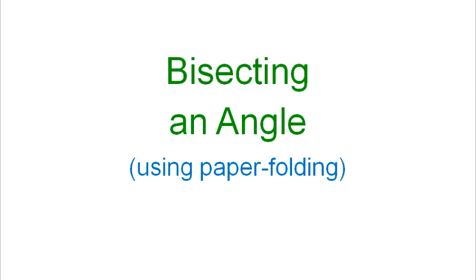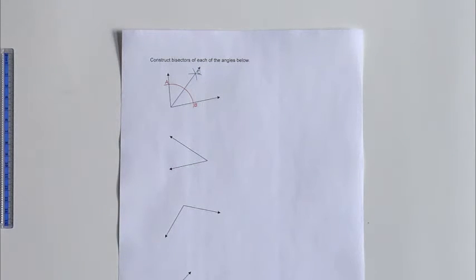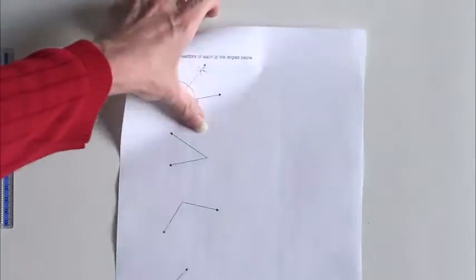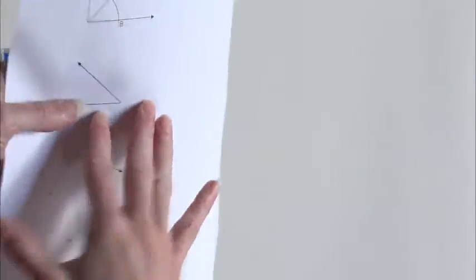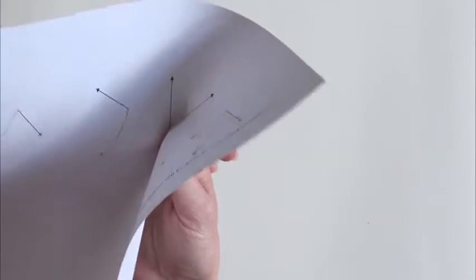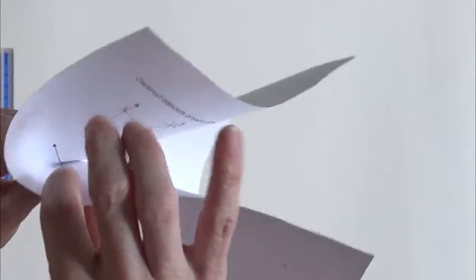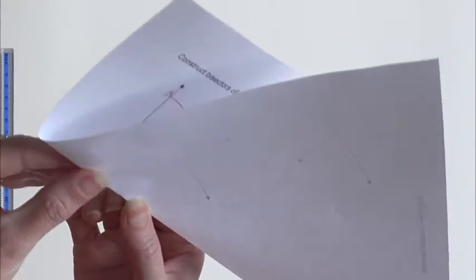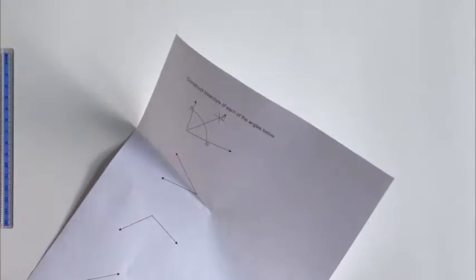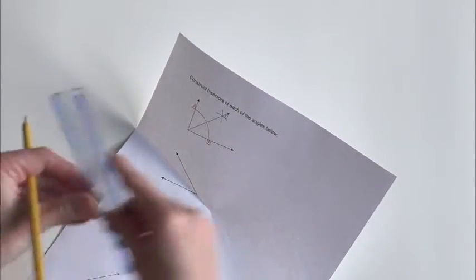We can also draw a bisector of an angle using paper folding. To use this technique, I'm going to fold the paper so that the two sides of the angle lie on top of each other, and then I'm going to make a crease in the paper. And I must, of course, make sure that my crease passes through the vertex. And now I can draw the angle bisector by following the fold in the paper.